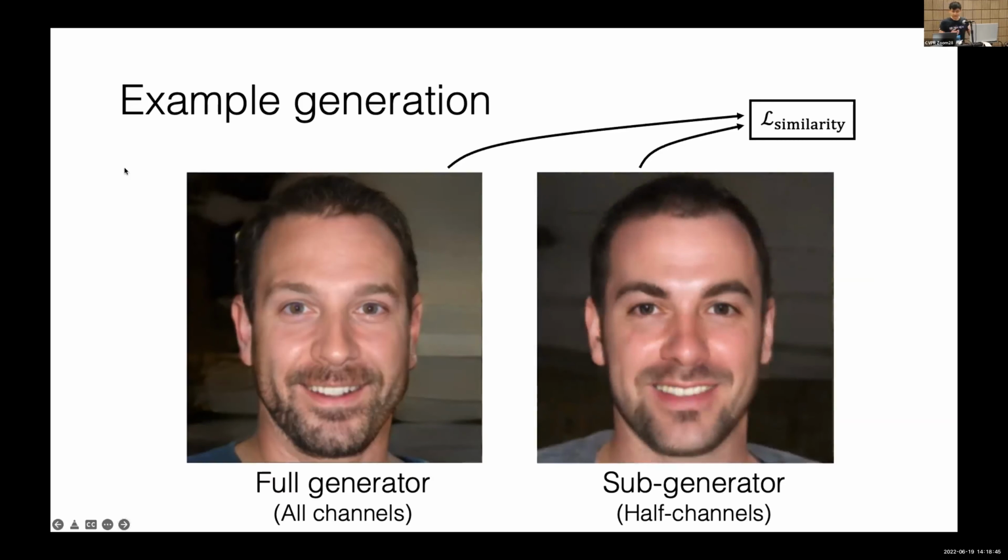So this is the result of adding the similarity loss. And we see that while it's not perfect, the left and the right are a whole lot closer now than they were before.